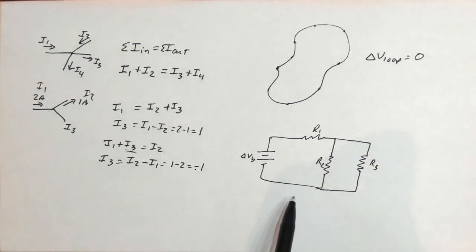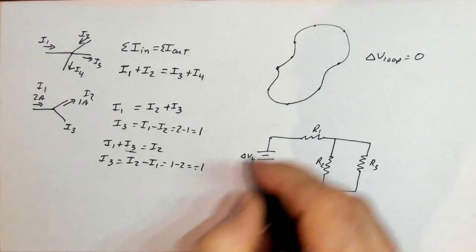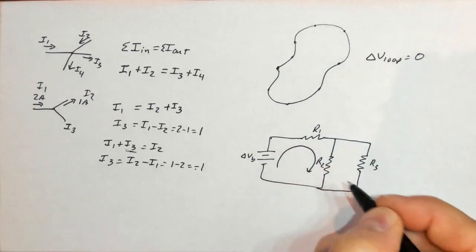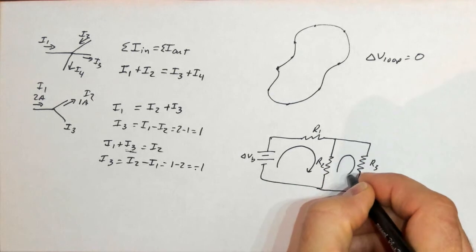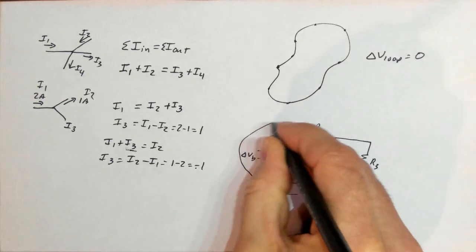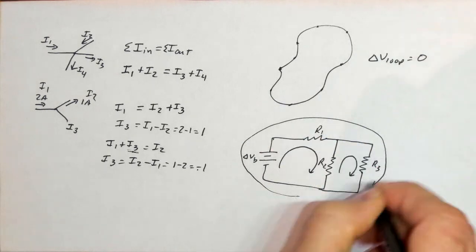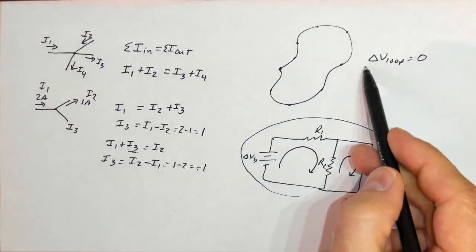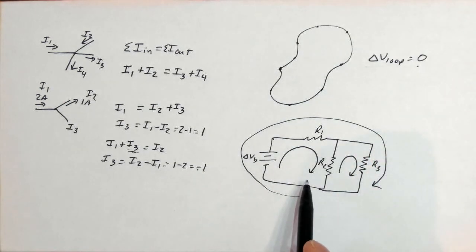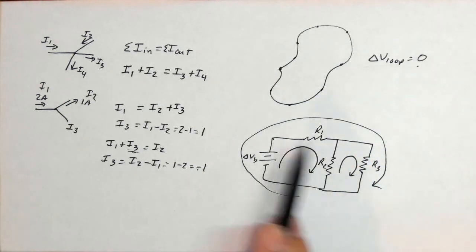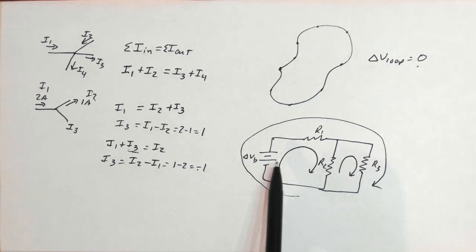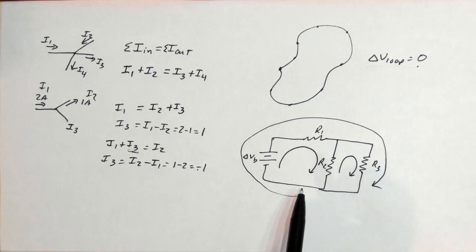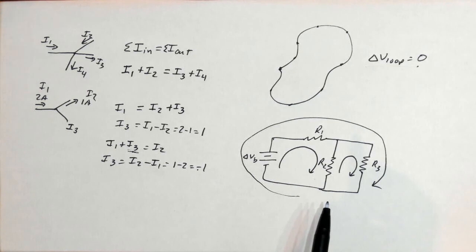Now here, there are actually 3 different loops. There's this loop, there's this loop, and there's the whole loop, going all the way around the outside. So there are 3 different loops. Now, only 2 of those loops are independent, meaning when I apply this as an equation to 2 of those loops, I could add those two equations together and get the third loop. And so the number of independent equations I can get from it is less than the total number of loops.